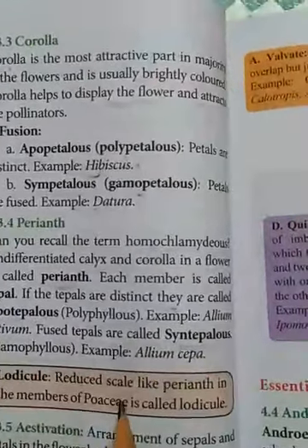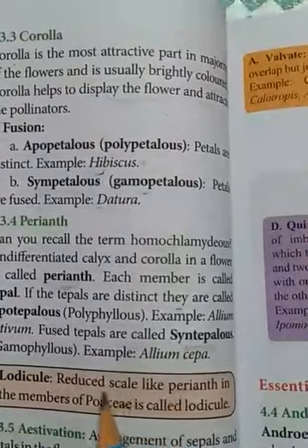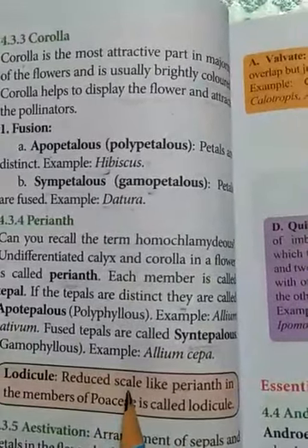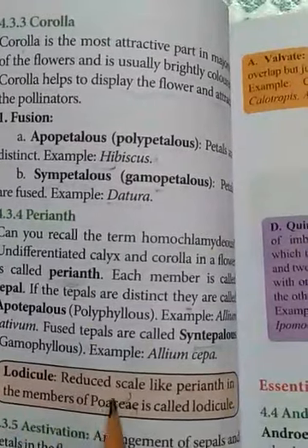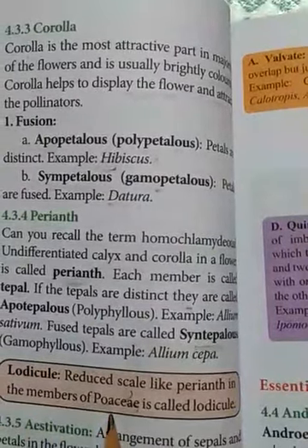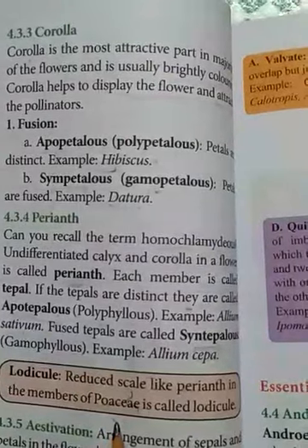In some species, the perianth is reduced to a scale-like structure. Then it is called the lodicule. This lodicule you can find in the Poaceae, that is, in the grass family.